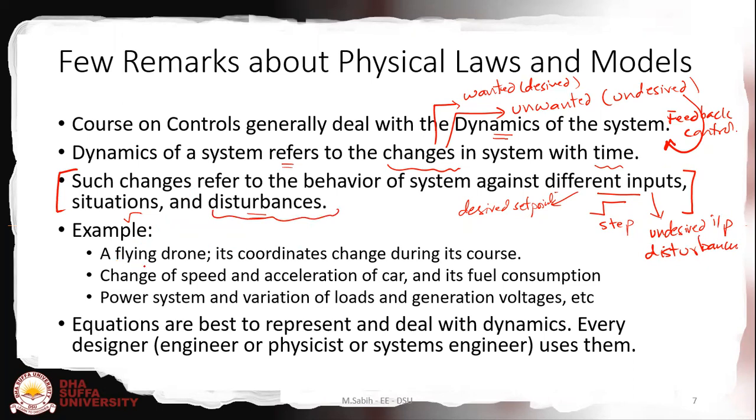Example के तौर पे, for example, a flying drone, इसके coordinates change होंगे during its course. So this is a desired thing. Drone is moving, flying somewhere. कोई drone हो सकता है that is moving from one place to some other place, desired place पे जा रहा है ये, ठीक है, okay. Change of speed and acceleration of a car और उसकी consumption, ये पूरी चीज़ जब आप observe करेंगे तो with the passage of time जो dynamics हमारे पास उसकी speed की आएंगी, okay, with respect to time. So this is the dynamics.